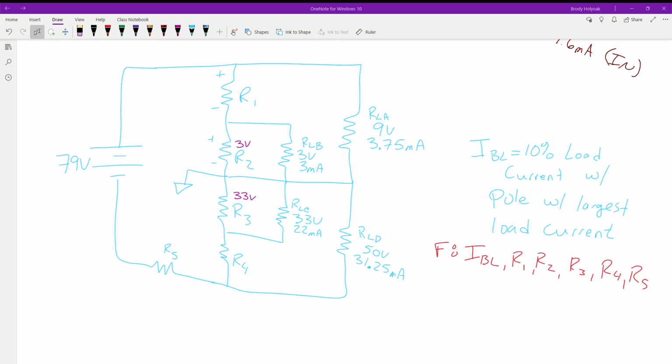Zach. Voltages for R1 and R4. Okay. Okay. Correct.